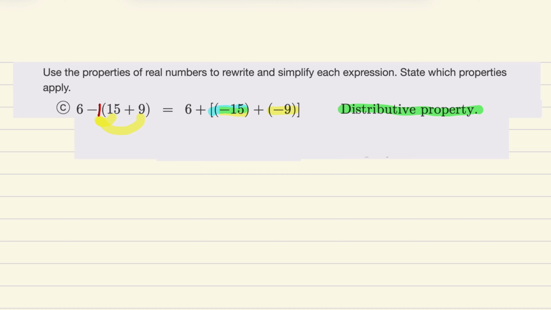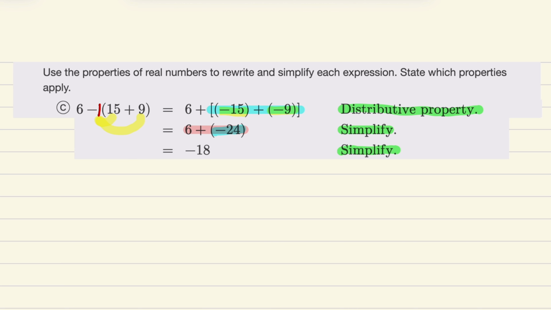From here, I can simplify inside the parentheses to get -24. We were just adding here, so this is simplifying. One operation left, 6 plus -24, is -18. This is just further simplification, and it is simplified as much as possible.